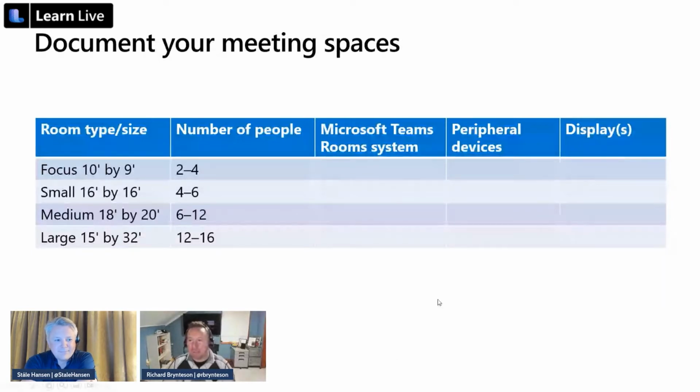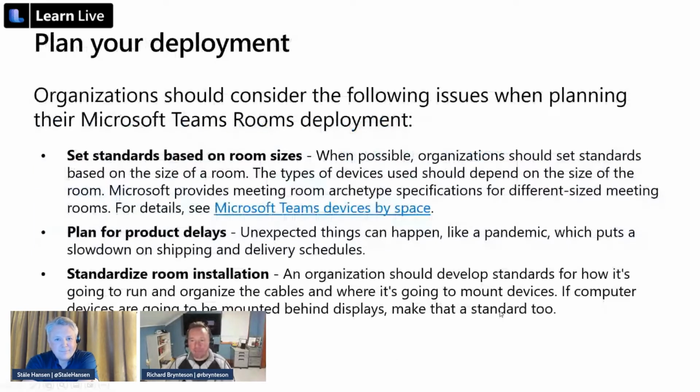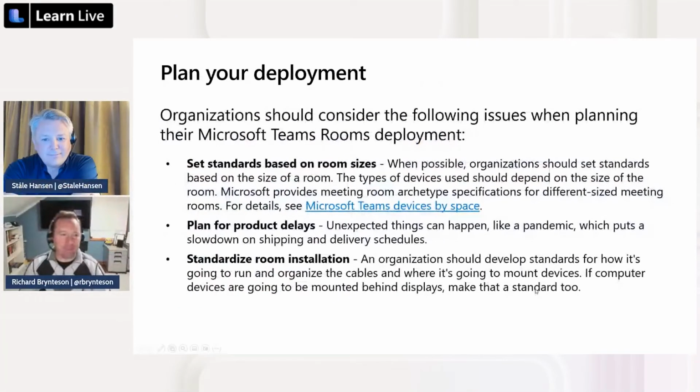So the big thing for planning, right, is to think about 3 big things. 1, what is the room size? Try to standardize on items. 2, in today's world, you should probably expect some product delays. So you're going to have to think about how you're going to handle that if you're removing a room and replacing it, or if this is net new. And 3, how do you adopt that standardized room for installation?